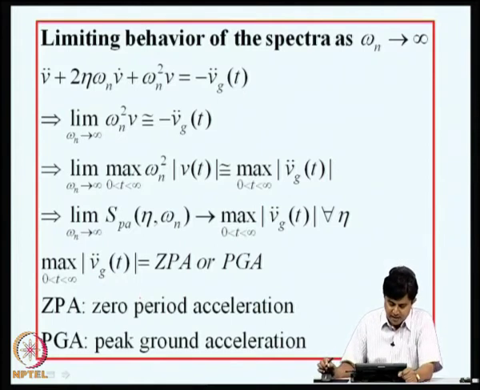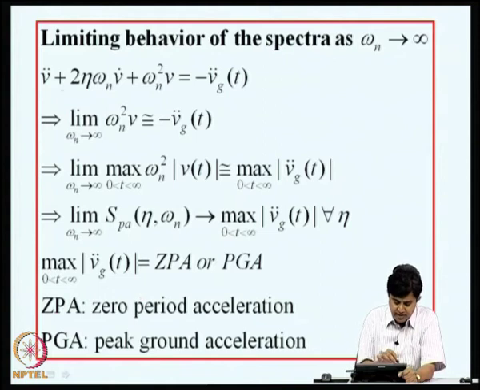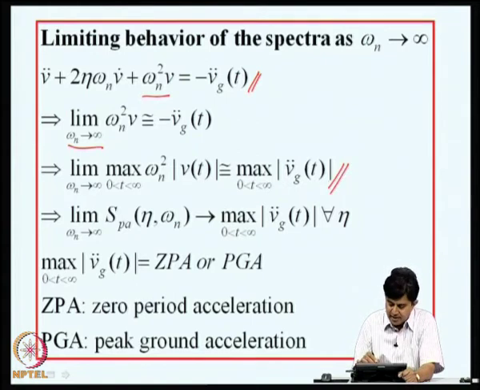The response spectrum has several interesting properties. For example, consider the equation for relative displacement in the case where the natural frequency becomes very large, so the period of the structure approaches 0. Then the term omega n square v would dominate the first two terms, and omega n square v will be approximately equal to Vg double dot of t. That is, this term in relation to the other terms will be very large. Therefore, we can approximate the left hand side by omega n square v, equal to Vg double dot of t. Now, the maximum over time of this quantity is nothing but the peak ground acceleration, the highest value of the ground acceleration.